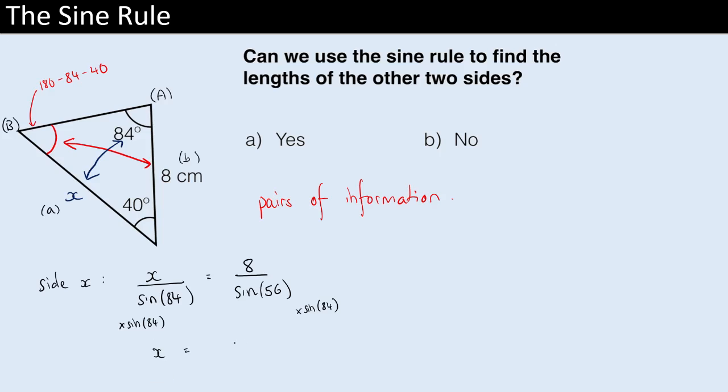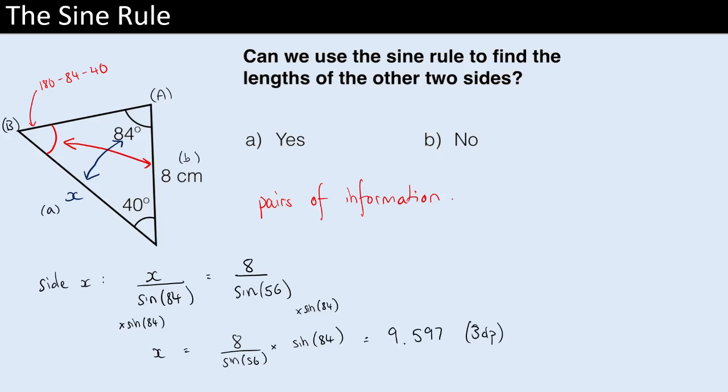So x would equal 8 divided by sine 56 times by sine 84. And we would work that on our calculator. We would do 8 divided by sine 56 times by sine 84. And on your calculator, you should get that equal to 9.597 for 3 decimal places. Okay? And that's how we would work out its sides. We would make it so that our sides are at the top, do a little bit of rearranging, and away we go. We're done.